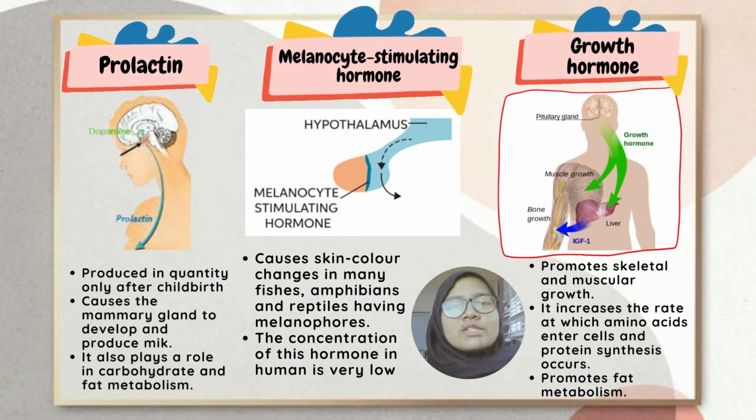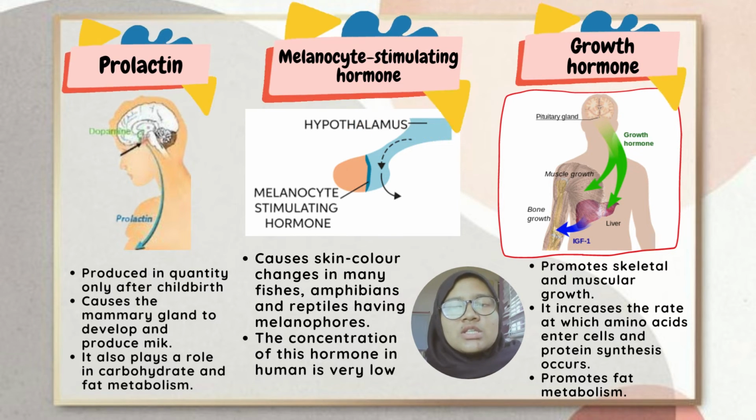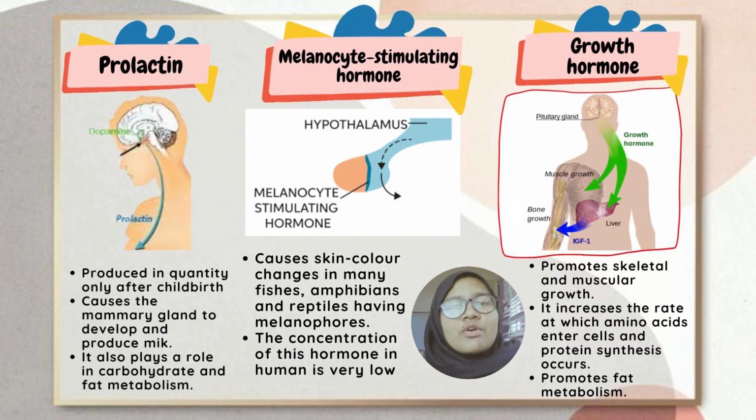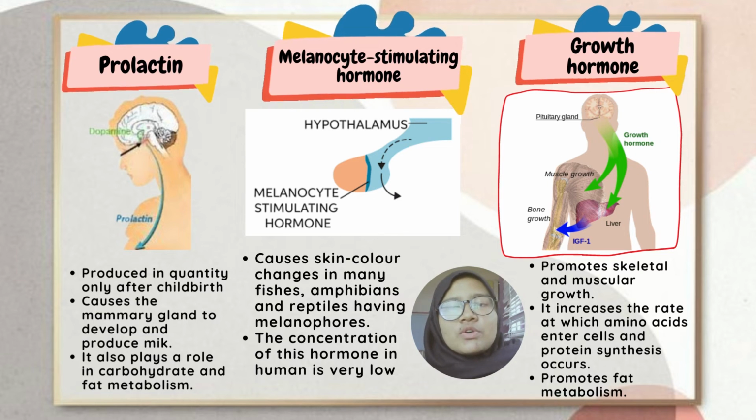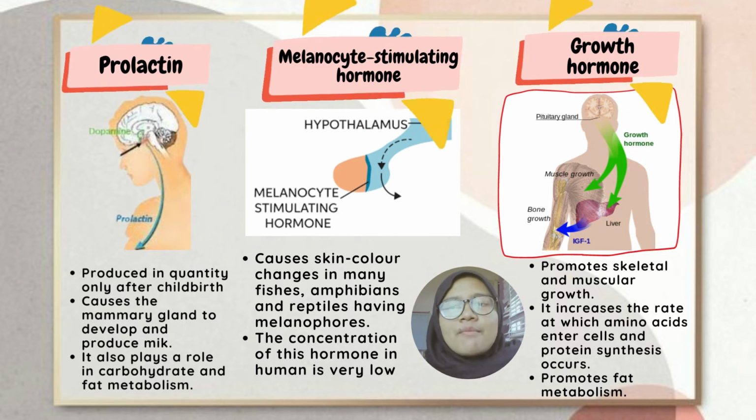Next is melanocyte-stimulating hormone. This hormone causes skin color changes in many fishes, amphibians, and reptiles having melanophores, which are skin cells that produce color variation. The concentration of this hormone in humans is very low. Lastly, growth hormone or somatotrophic hormone. It promotes skeletal and muscular growth.